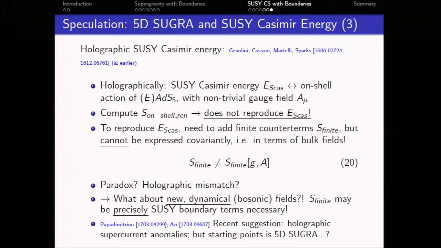So I won't mention too much the recent work that suggests otherwise, except to say that there's some other recent work by Papadimitriou and also An, this is very recent, just in March, that suggests that actually no, the previous field theory result is wrong, and in particular, you can't use localization in these field theories, but we should really trust holography, and we should trust the holographic derivation, and this implies that there are certain anomalies in the supercurrent transformation, which will sort of solve this problem.